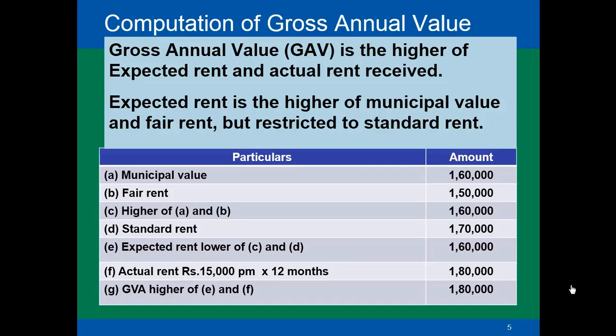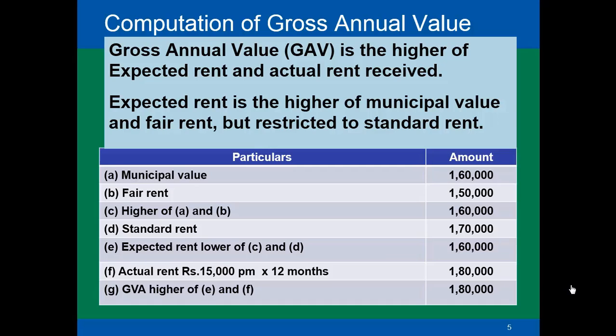Municipal value of the property is 1,60,000 and the fair rent is 1,50,000. So higher of A and B, which is the municipal value of the property or fair rent. So higher here is municipal value of the property, which is 1,60,000. Now the standard rent which has been given in the question is 1,70,000. So the expected rent then would be the lower of C and D. D is standard rent. So lower of C, which is 1,60,000, and D, which is the standard rent, 1,70,000. So that means the expected rent would be 1,60,000.